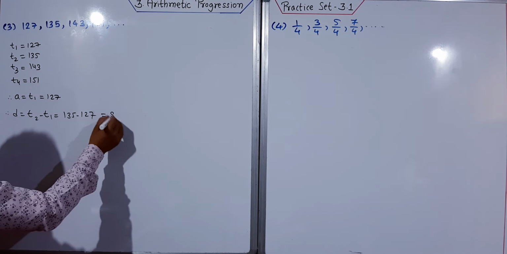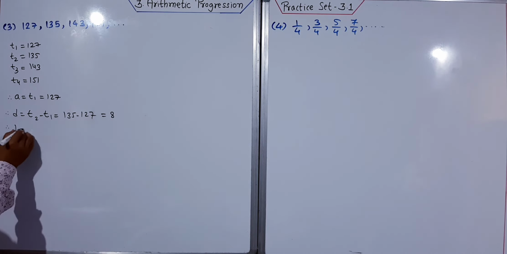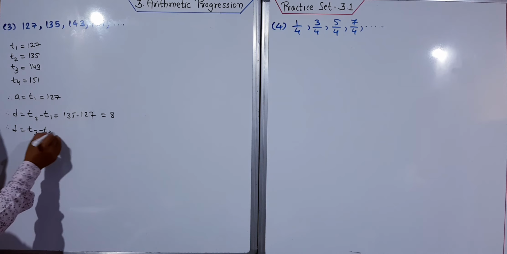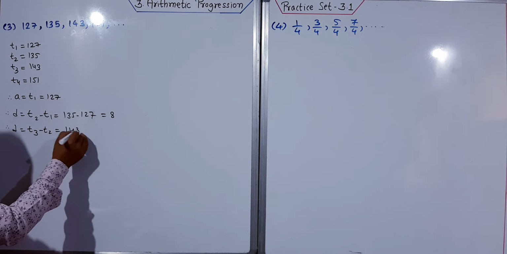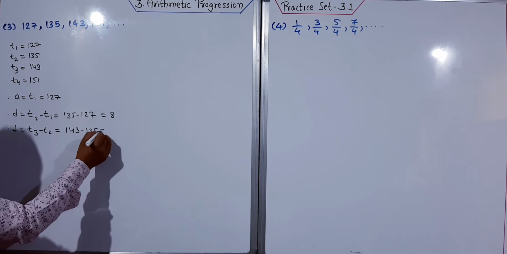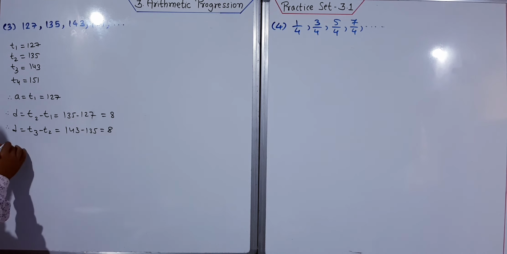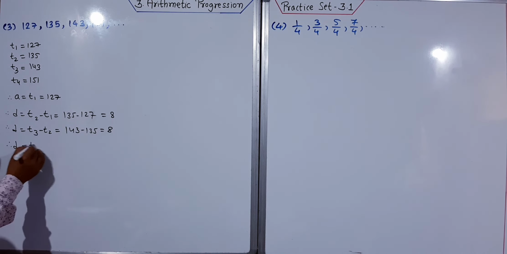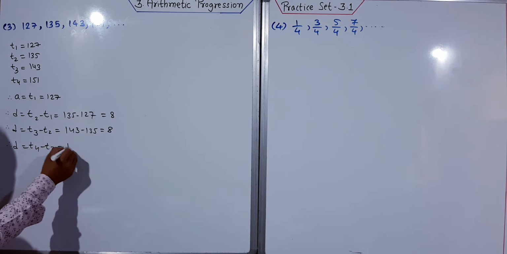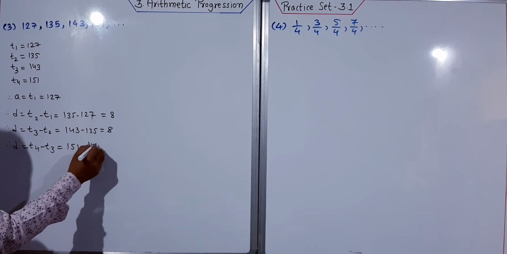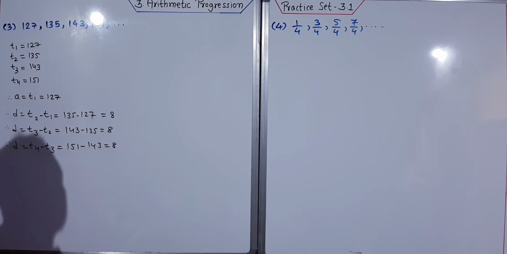You can do this. Therefore D is equal to T3 minus T2, so it is 143 minus 135, so you'll get 8. Therefore D is equal to T4 minus T3, it is 151 minus 143, you'll get 8. So now solve this.